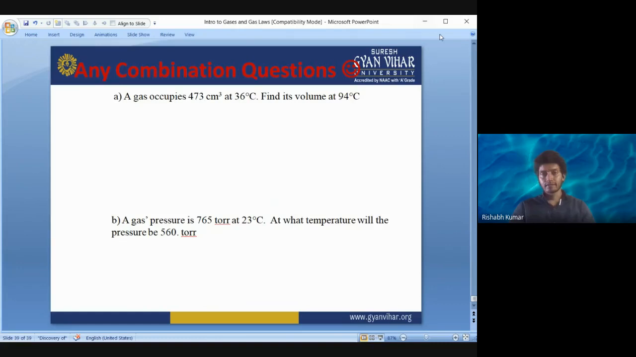Okay, so that's it for today. This is the basic introduction, or you can say the general idea of the gas laws. Okay, getting my point.